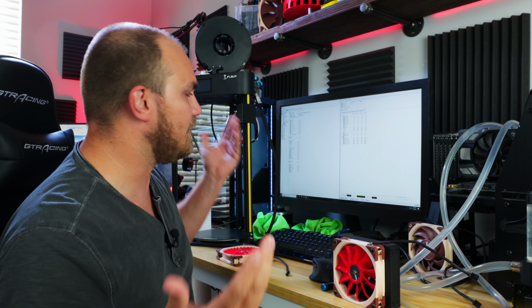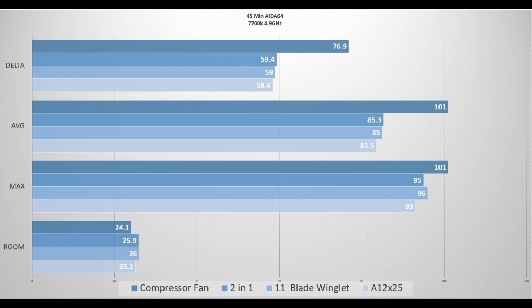And this is what the leaderboard looks like as of now. Obviously, the A12X25 is number one. The fan I have here, the one with scoops, second, followed by the 2-in-1, and then Neat Design is rounding out the bottom with his awesome-looking design, but poorly performing design. But I think that was more for the memes rather than the performance.